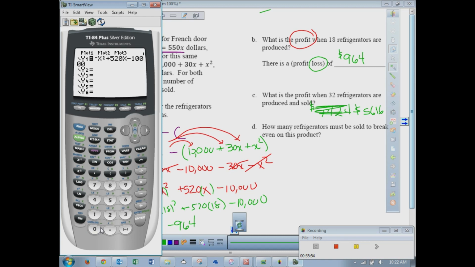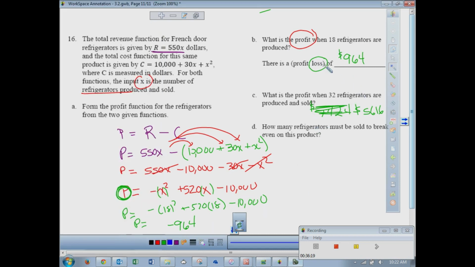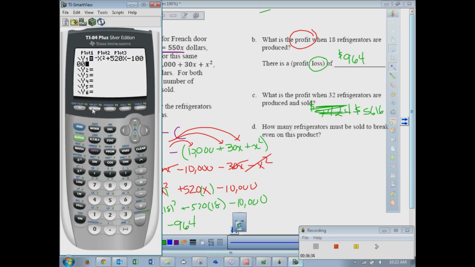Yep. The worst part about this, though, is you got to find the right window because you can't calculate things if they're not in the window. So let's see if we can figure this out. Didn't we have a loss at 18 refrigerators and we had a profit at 32 refrigerators, correct? So somewhere between 18 and 32 on the x-axis is where it will cross it because we had a negative number here, we had a positive number here. So if I go to my window, my x-axis has to go probably up to, let's just go to 32, right? You know at 32 you had a profit, correct? And at 18 you had a loss. I don't really care about how high it goes because we don't care about finding the max. We care about finding the x-intercept.